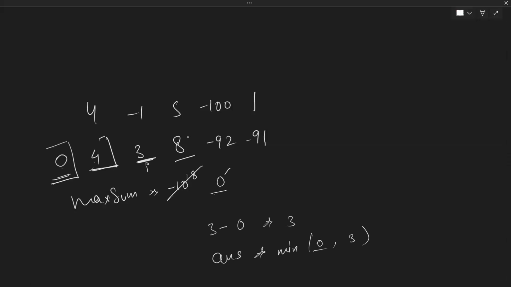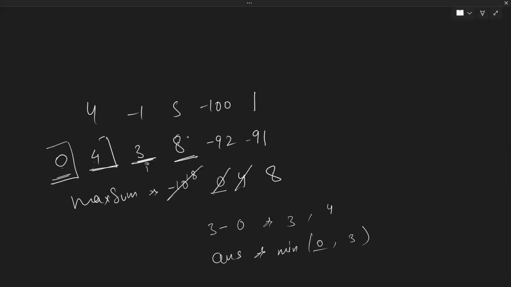Then I come to 8 and again I check up till here. So maximum sum now will be 4. So 8 minus 4, again I'm getting 4. Then my maximum sum here is 3. 4 is better. Maximum sum here is now 8. So I'll take this 8.